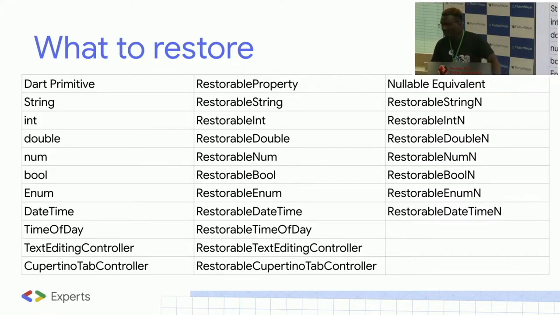We also have the nullable variants. So when you define a variable as a nullable string, right? When you're trying to restore it, it becomes RestorableStringN, N denoting nullable in this case. Similarly, we have the same for restorable integers, double, num type, Boolean, enum, date time. I think these are all the restorable properties that we have today. Yeah, I think these are all of them. So for simple data types, there are restorable equivalents. And I mentioned that you could also restore navigation.